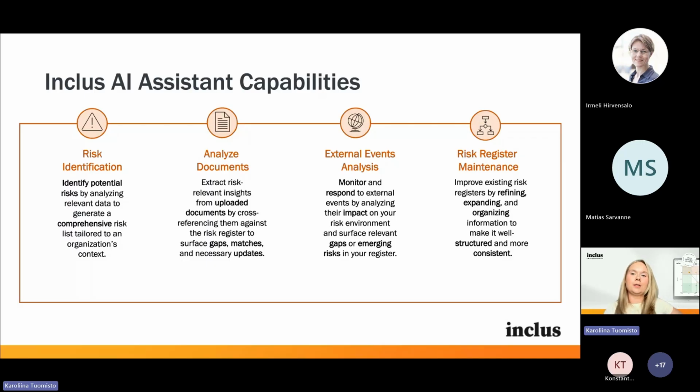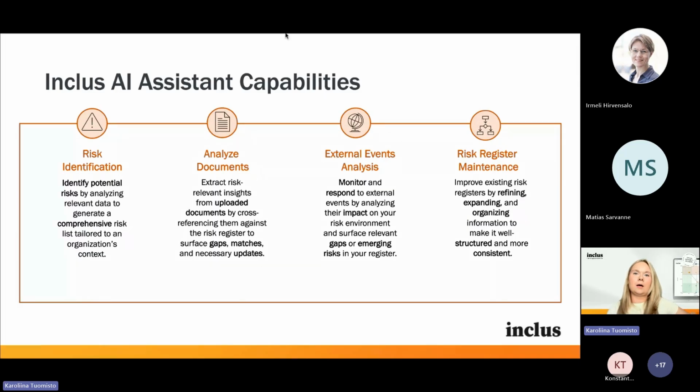Then you can do external events analysis, for example, and of course risk register maintenance, meaning you can do refining or expanding or organizing the risks, so you don't have to do the manual labor so much. There is the AI assistant there to do the heavy lifting for you. And in this webinar, we are especially going to concentrate on the first two of these, the risk identification part and then the document analyzing part.